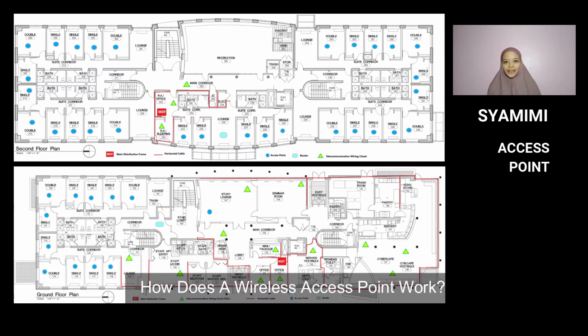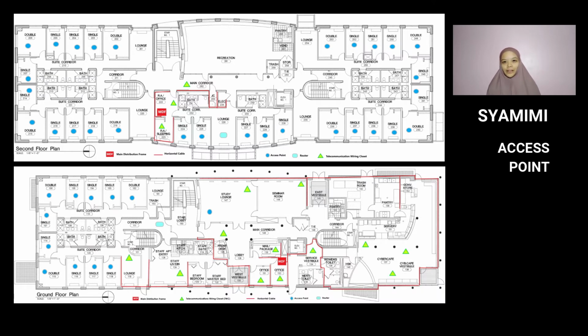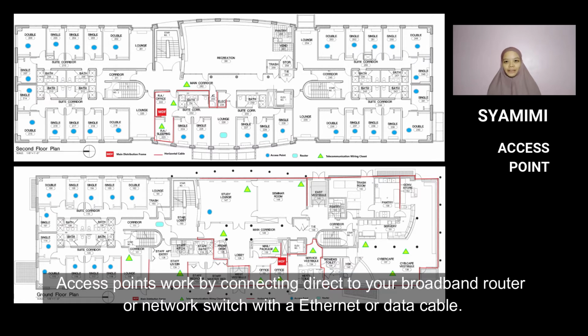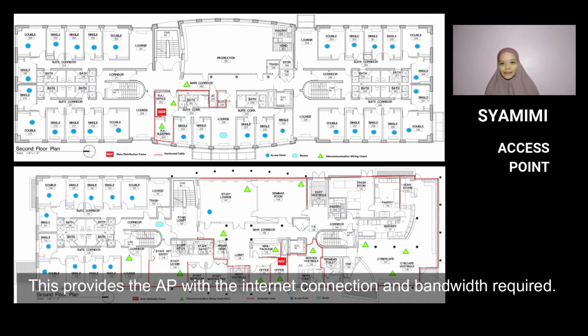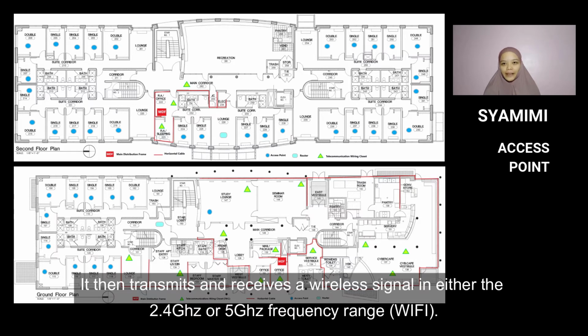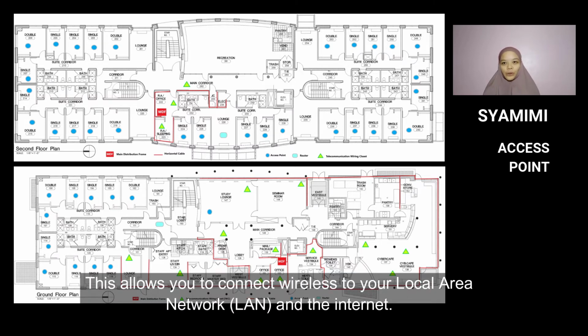Okay, now how does a wireless access point work? Access points work by connecting directly to your broadband router or network switch with an Ethernet or data cable. This provides the AP with the internet connection and bandwidth required. It then transmits and receives a wireless signal in either 2.4 GHz or 5 GHz frequency range, that is Wi-Fi. This allows you to connect wirelessly to your local area network and the internet of the building.